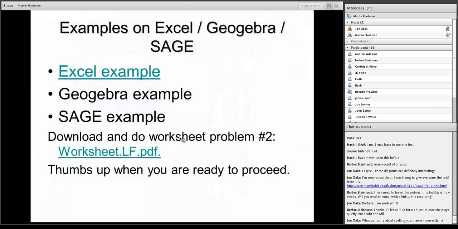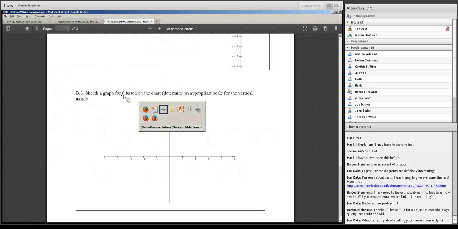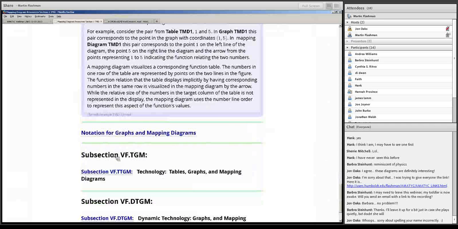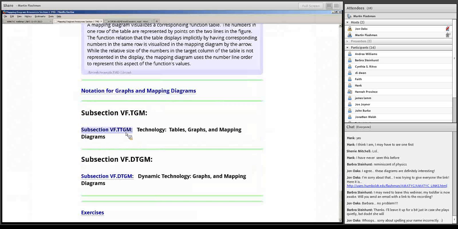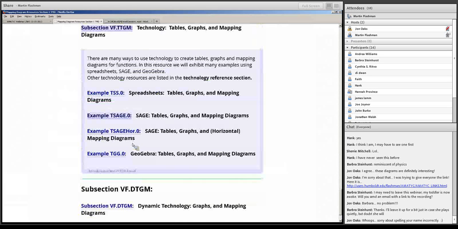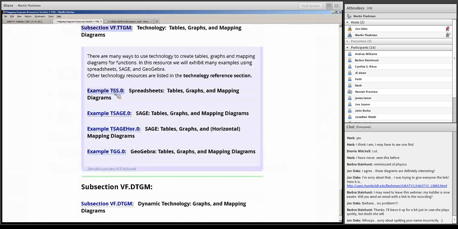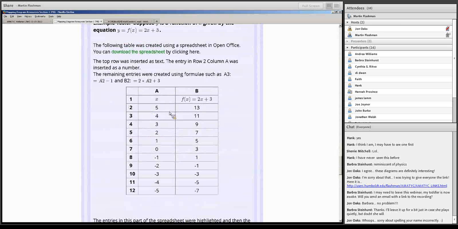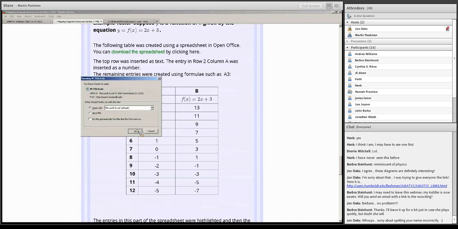Okay, so I want to look at a couple of different ways that people can draw these mapping diagrams using technology. So let's go back to this page here and look at a couple of ways that we can draw these using technology. First of all, you can draw these with spreadsheets. You make a spreadsheet, maybe using Excel. I think you can download this spreadsheet. I'm going to see if it'll download here for a second.